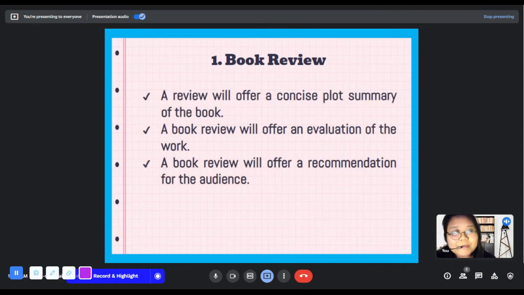Book review should offer a concise plot summary of the book. Book review will offer an evaluation of the work, and lastly, it should have a recommendation for the audience. Is this book worth reading for the readers of the book review?